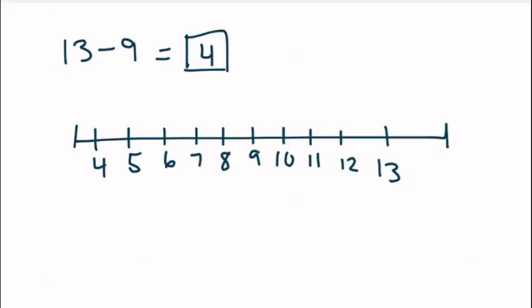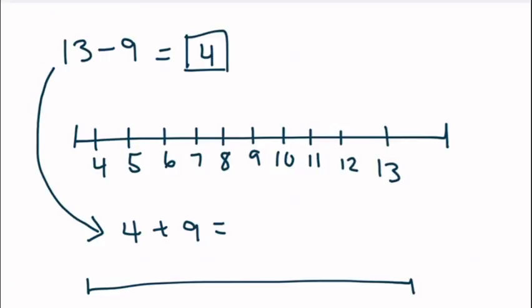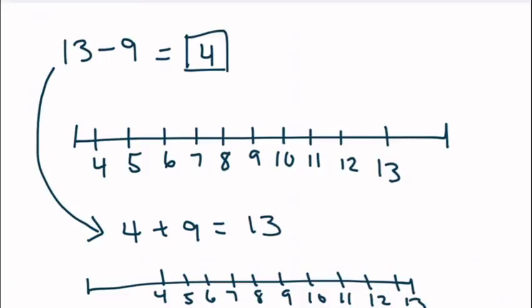Now, as I mentioned earlier, addition and subtraction are very similar, and so you could use the other operation to check your answer. So let's try 4 plus 9. You plot the number 4 and move to the right 9 times. 1, 2, 3, 4, 5, 6, 7, 8, 9. And as you can see here, we got the same answer both times.